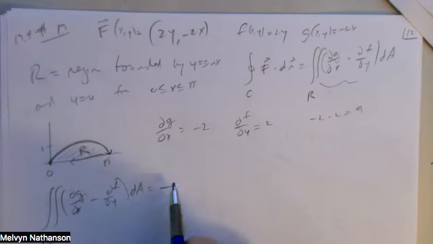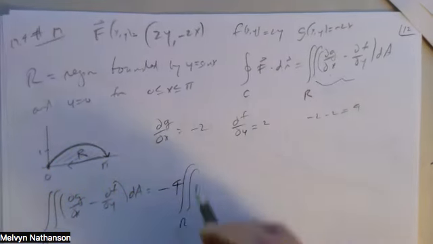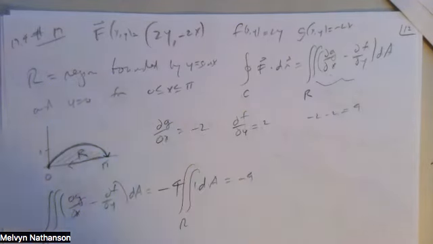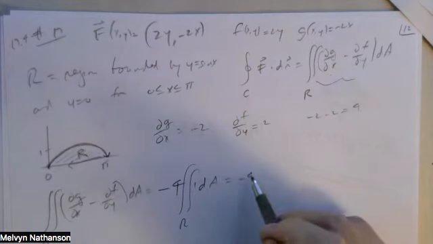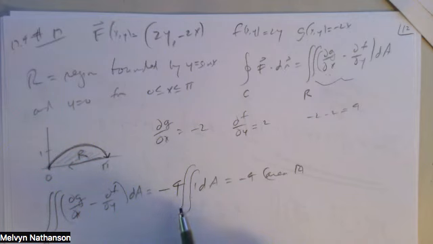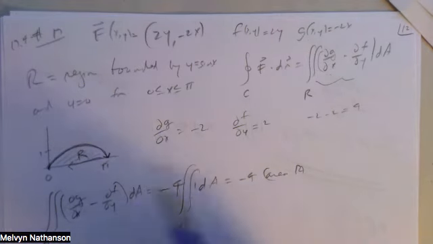dA is minus 4 times the double integral over R of 1 dA, which is minus 4 times the area of R. If you integrate 1 over a region, you just get the area. What is this area?